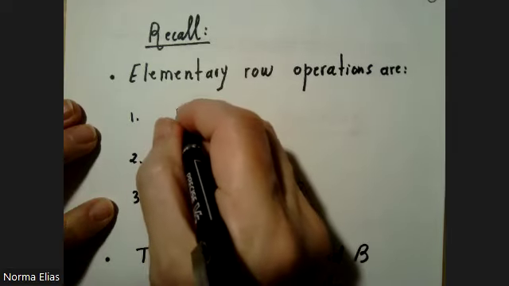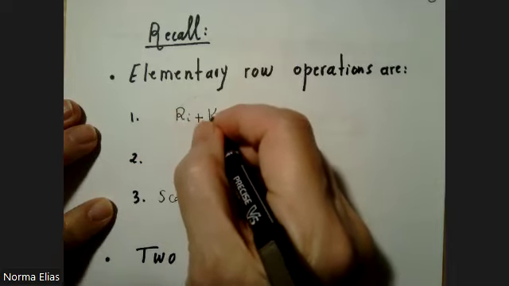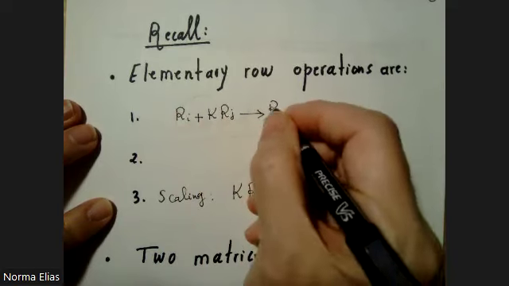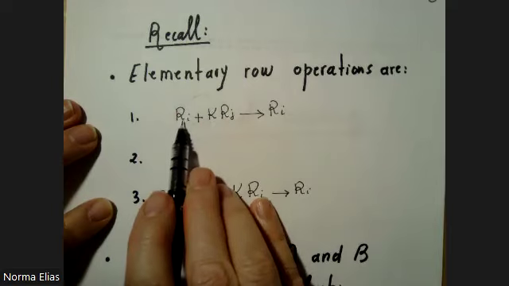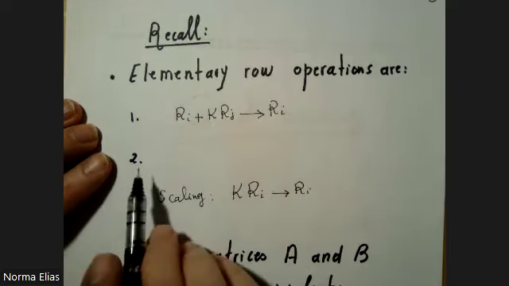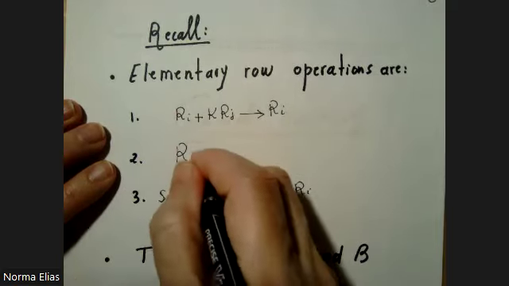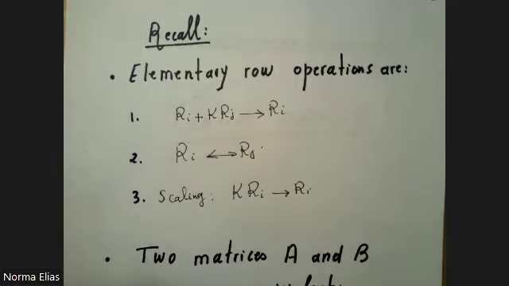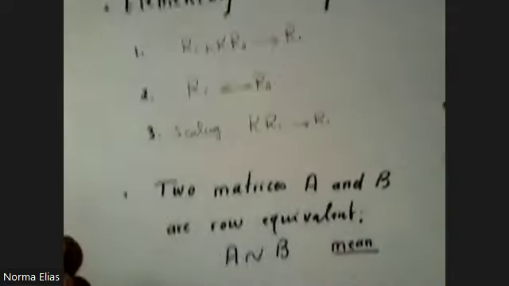It means you take a row, let me call it Ri, and you add it to a constant multiple of another, and that will be the new row Ri. So you replace Ri by the sum of itself and the constant multiple of another. And the second one was, as you guys said, interchange. It means you interchange two rows. So these are the elementary row operations that we will be working with for the rest of the semester.